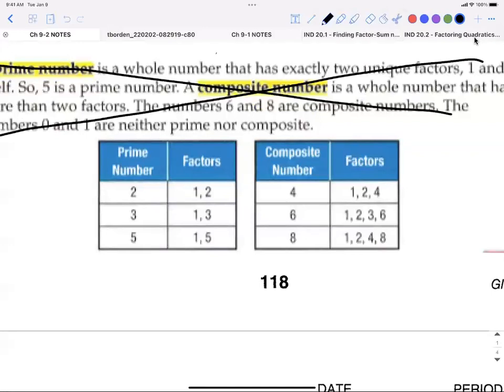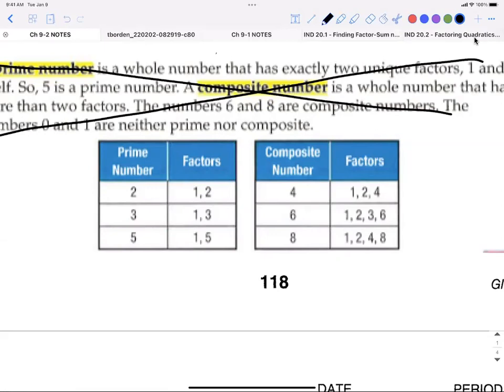1 times 4 is 4, but 2 times 2 is also 4. So it has more than just the 1 in itself. 6, 1 and 6, but then it also has 2 and 3. It's a pair or a group of numbers that when you multiply them together, they give you that term. 8, you've got 1 times 8, 2 times 4. And when you start getting up there, like 12, you could have 1 and 12, 2 and 6, or 3 and 4. So there's a lot of different options there.